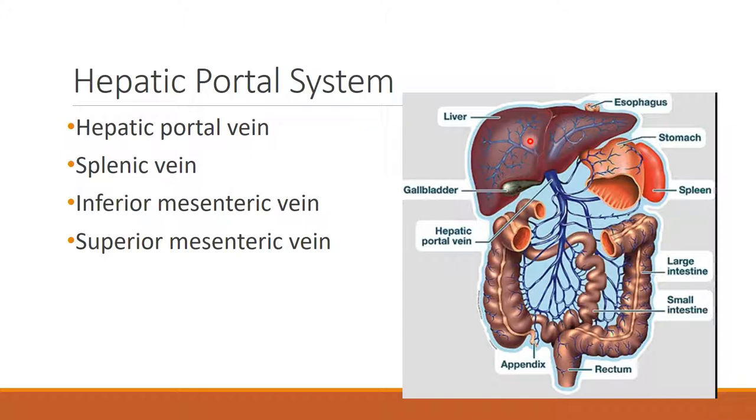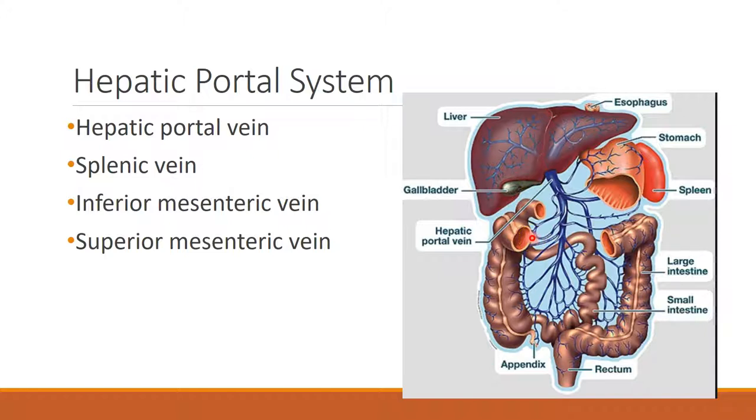So let me do a tracing problem with you to make sure that you're following this. Let's imagine we're following blood from the descending colon. Blood from the descending colon will be drained by the inferior mesenteric vein, which will lead to the splenic vein, which will lead to the hepatic portal vein, to the liver. Liver will do the filtration. Then the hepatic veins will drain the liver, and they dump right into the inferior vena cava, which leads up to the heart.